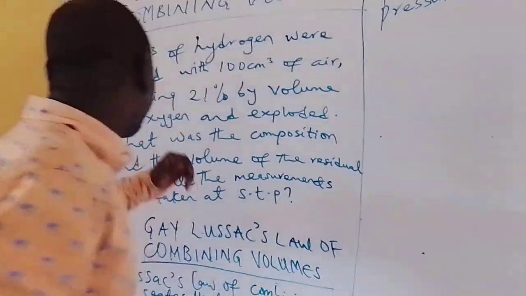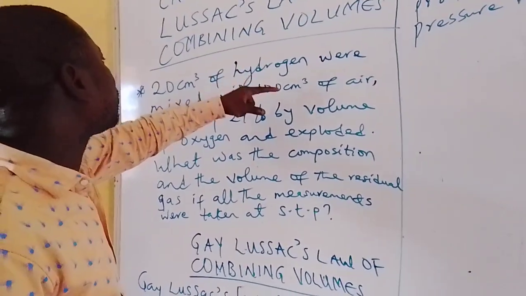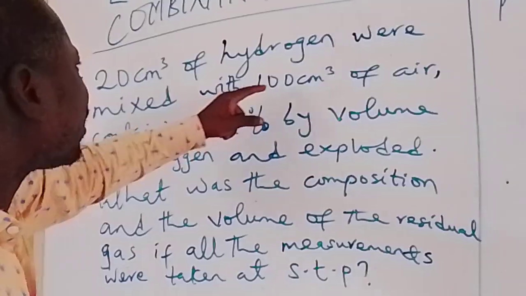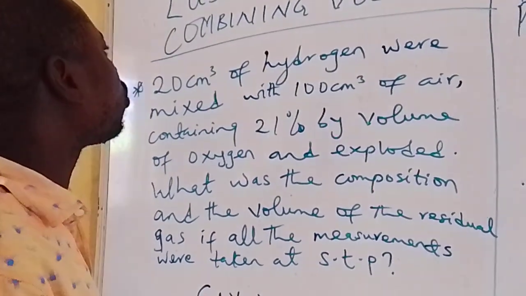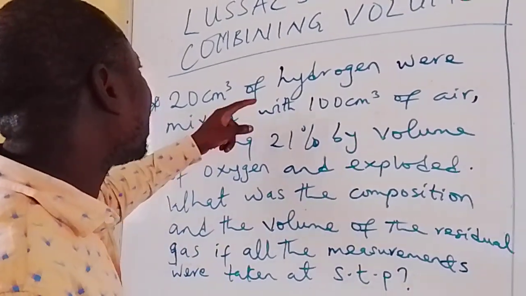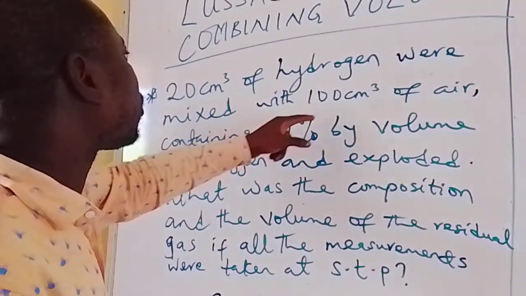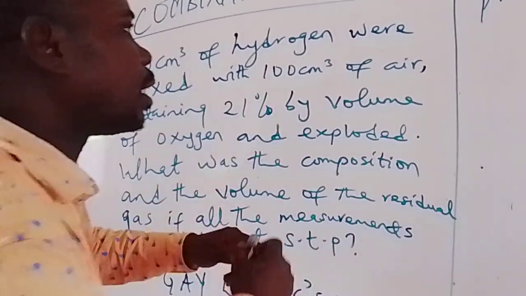Now in the question, we were told that 20 cm cube of hydrogen were mixed with 100 cm cube of air. Let's first treat those first two lines and interpret them. 20 cm cube of hydrogen were mixed with 100 cm cube of air containing 21% by volume of oxygen.